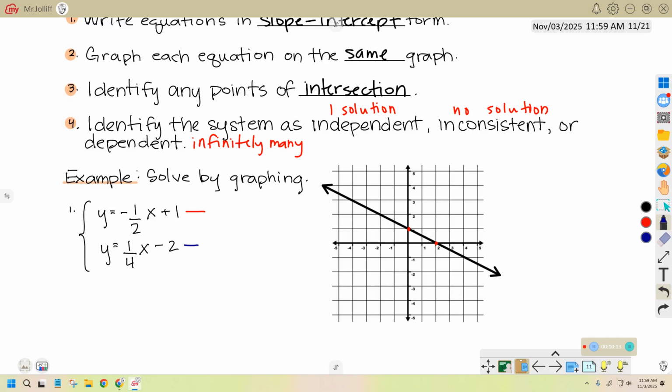Did I do that correctly? Okay. And the second one. Who can tell me where the y-intercept for my second line is? -2. Very good. And then it's positive 1/4, so up 1, forward 4. Up 1, 1, 2, 3, 4. I can already see my intersection point. That's kind of nice.